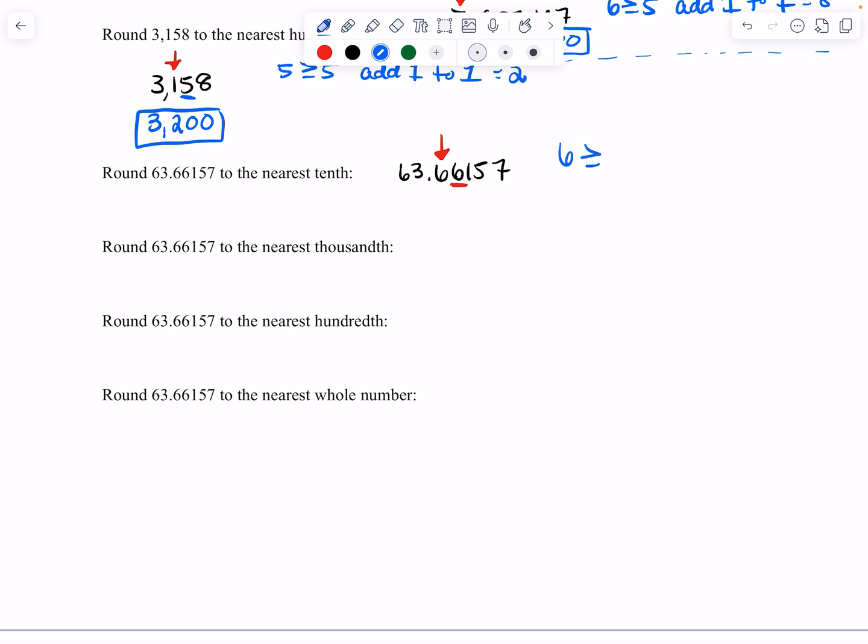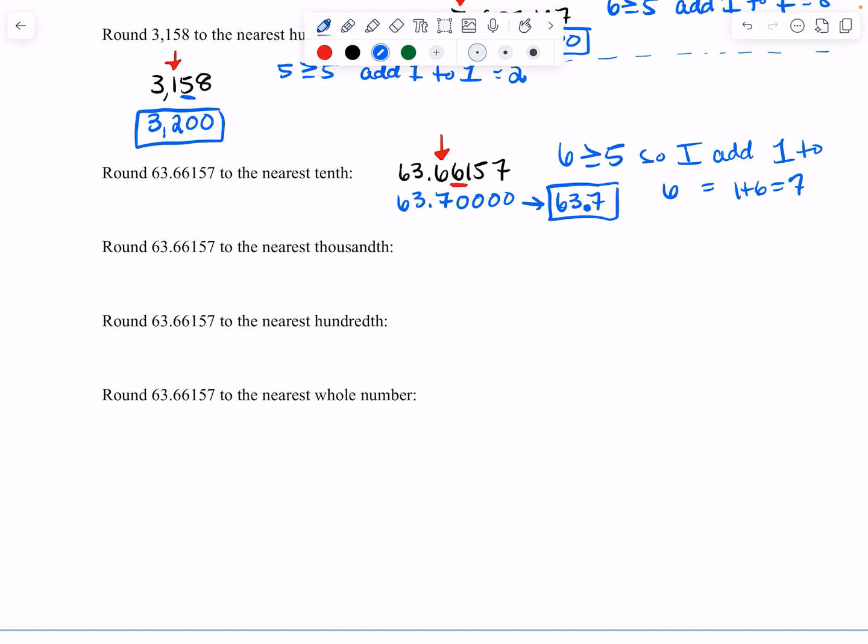6 is greater than or equal to 5. So I'm going to add 1 to the first 6 after the decimal place. So 1 plus 6 equals 7. So this becomes 63.7, and then you can put the zeros following it, but you don't have to. So I can rewrite this as 63.7. Anything after the decimal place, you don't have to have those zeros following. You can, but you don't have to.